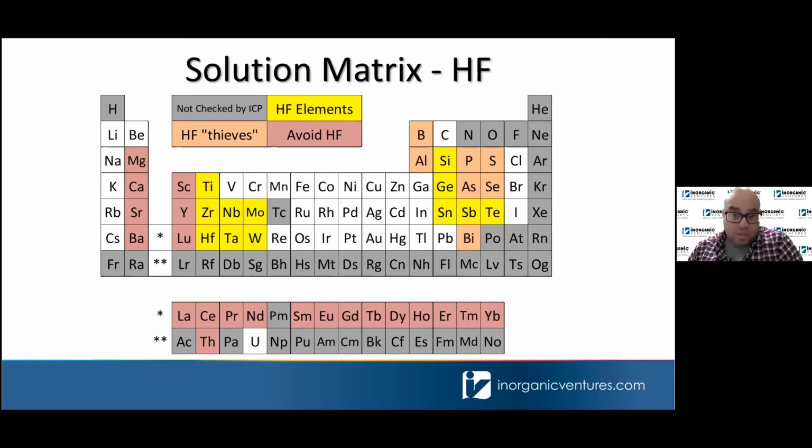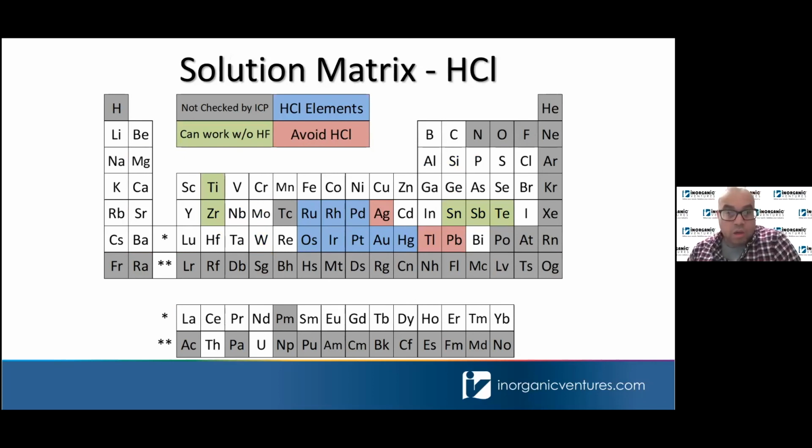To bring this back to washout, all this matters because how you stabilize your elements in solution should be one of your top priorities, to make sure that you don't have washout issues from elements falling out of solution as they're literally in the tubes or going through your instrumentation sample introduction systems. You can go ahead and move on to HCl.